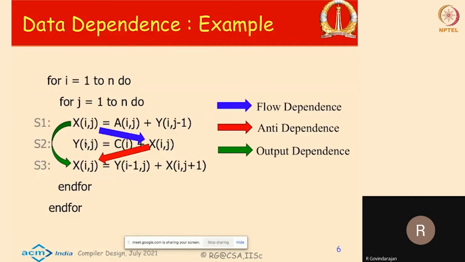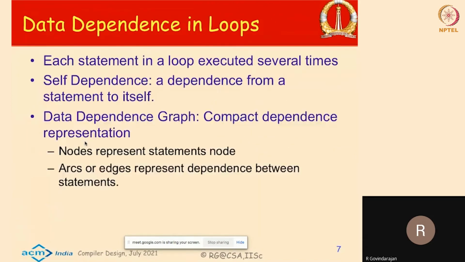The set of all iteration vectors, as I said, from 1, 1 to 100, 100. If you write all of them, that is the iteration space. That's the space in which we are going to be iterating.